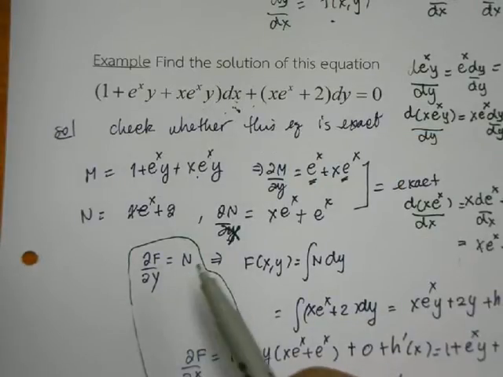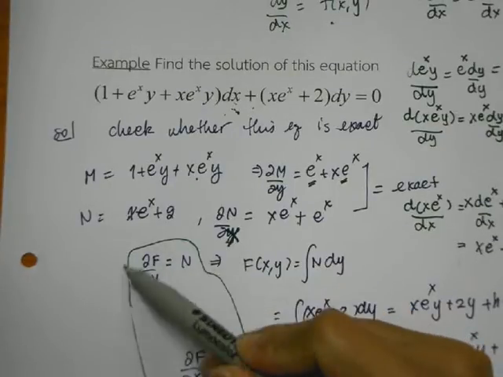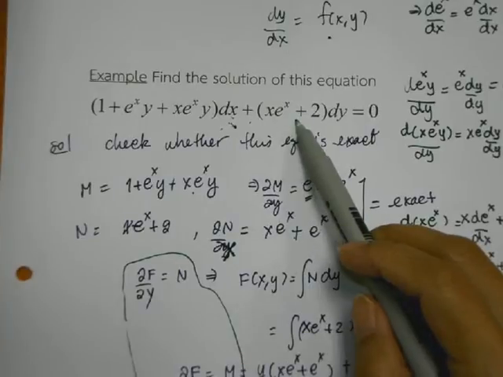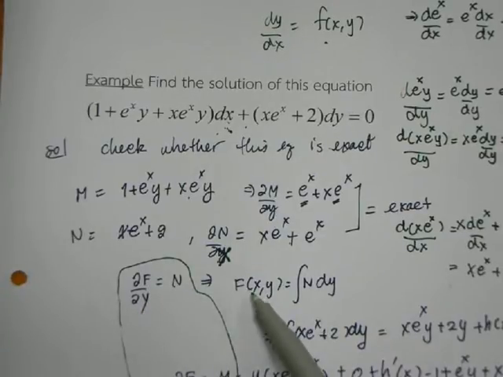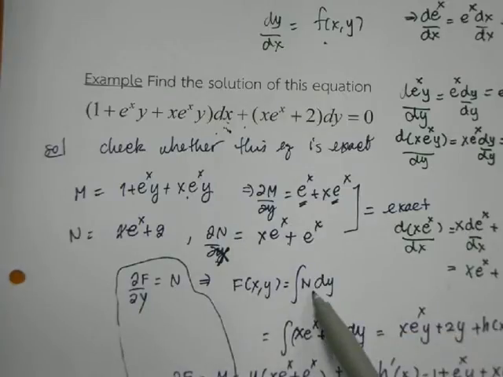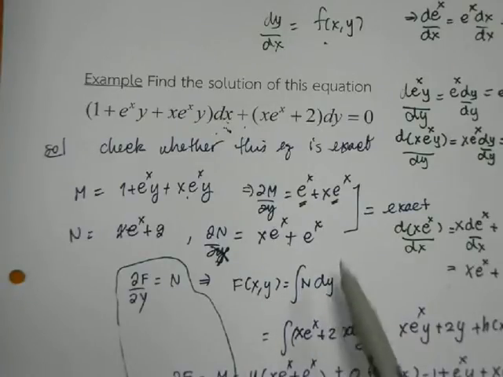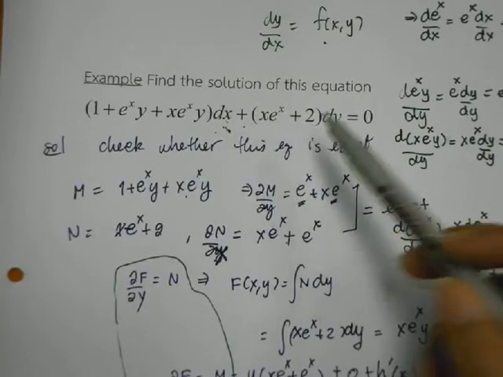I try to find f(x,y) from this term first because when I look at it, it's easy. So I use this definition, df/dy equals N. If I want to find f(x,y), I put dy with N, so I get N dy, and then I integrate both sides. I get f equals the integral of N dy, and now my N is equal to x times exponential of x plus 2.